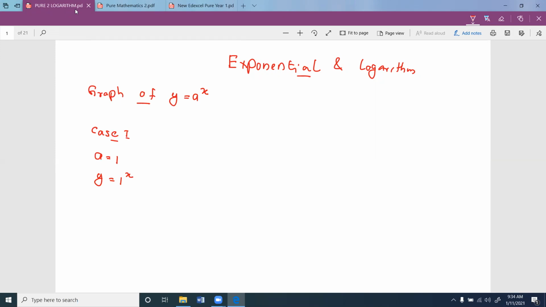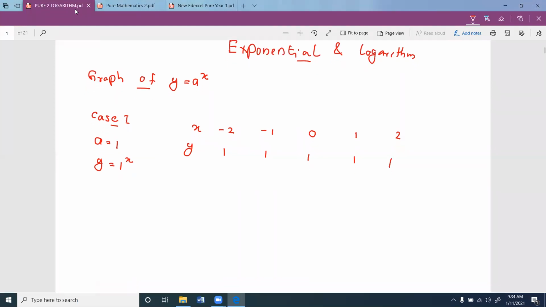So I'll take a couple of values for x: -2, -1, 0, 1, and 2. Then we can get the y values. If x is -2, 1 to the power -2 is 1. So we get 1, 1, 1, 1, and 1, right? If you sketch this on a graph, you will see the shape is like this. It's 1, 2, -1, -2. The graph goes straight across, passing through 1.